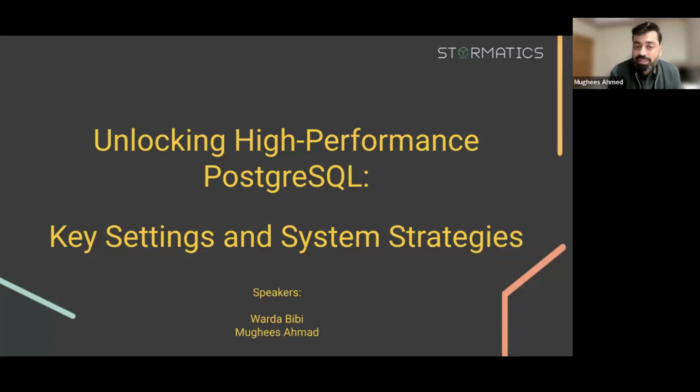Today's webinar is about unlocking high performance of Postgres, and it's more about the key settings whenever you are going to start your Postgres. Before we start, we will cover most of the key parameters and best strategies to make sure that your Postgres will be running properly and is up to the market's best practices. That is something we are going to discuss today.